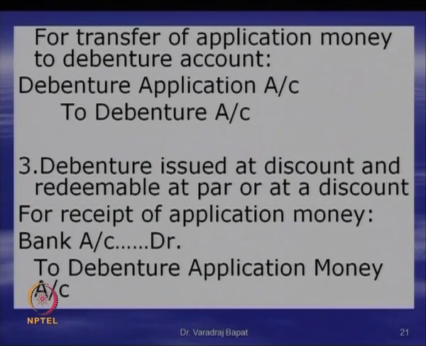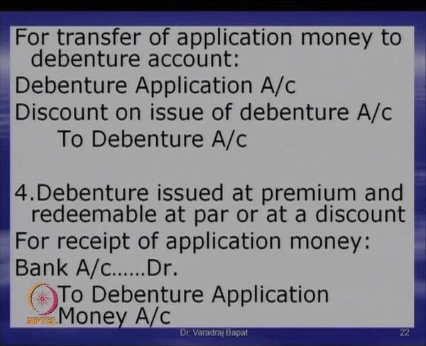Now, third case. Debenture which is issued at discount and redeemable at par or discount. Now, again the application entry remains the same, bank account debit to debenture application account. And when it is transferred, it is slightly different. Now, it is debenture application account and discount on issue of debenture account to debenture account. So, here is a case where though the debenture is 100 rupees, the company collects, let us say, only 97 rupees. So 97 rupees will be received from debenture application account. 3 rupees is a discount. That is why the entry is like this. Debenture application debit 97, discount on issue of debenture 3, and debentures account 100.